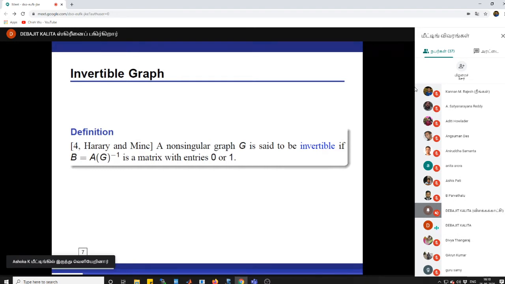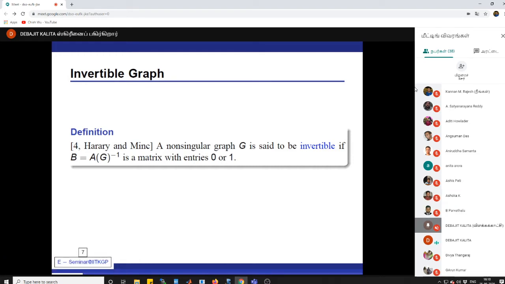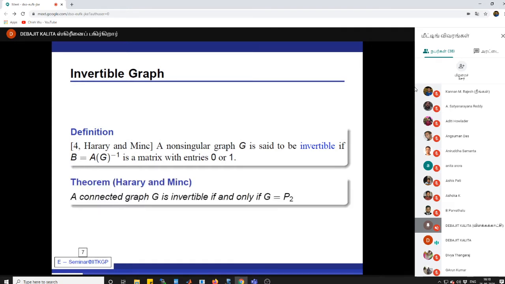Because the adjacency matrix of a graph is a 0-1 matrix, they took that simple idea: if its inverse is also a 0-1 matrix, then they call the graph invertible. But this definition could not go far, because they found that a connected graph is invertible if and only if it is just a P2. P2 means an edge. So we just get a small class.